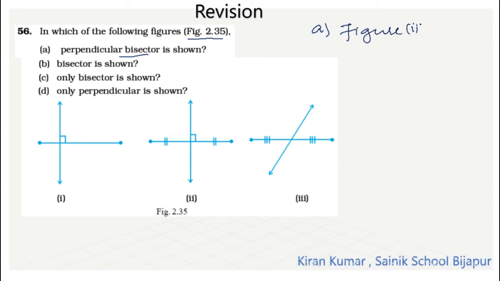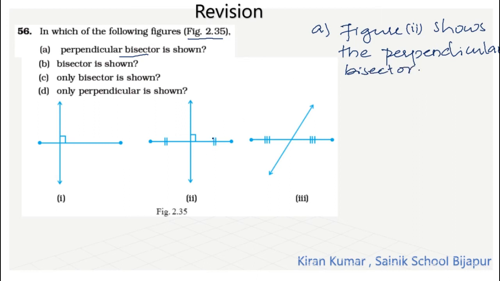Figure 2 shows the perpendicular bisector. Look at properly, this indication is made so that they are equal, these parts are equal. A perpendicular bisector will make a line segment into two equal parts. If I name this as a line segment AB and the point of intersection as O, AO and OB are equal, and angle formed here is 90 degree, so it's a perpendicular bisector.